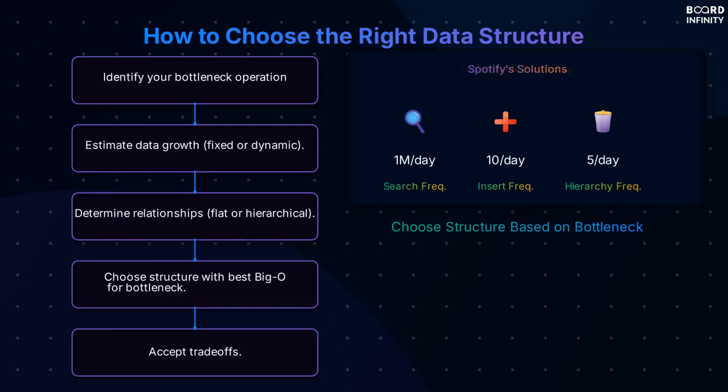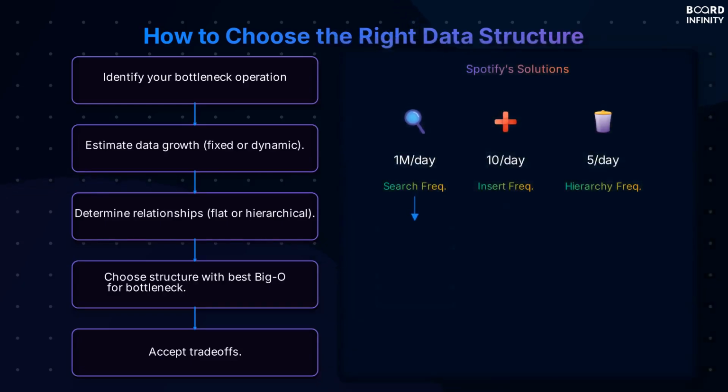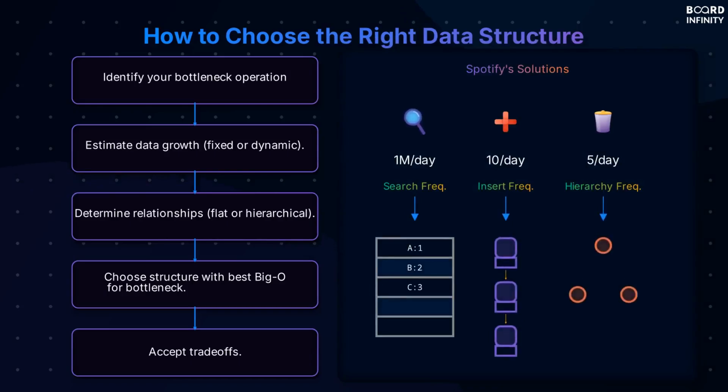Spotify uses hash tables for search. Lookups are the bottleneck. Linked lists for queues. Dynamic insertion matters more than direct access. Trees for genre hierarchies. Relationships are inherent. Notice how every choice follows the framework we just discussed. Start with the bottleneck, then choose the structure that makes that bottleneck efficient.